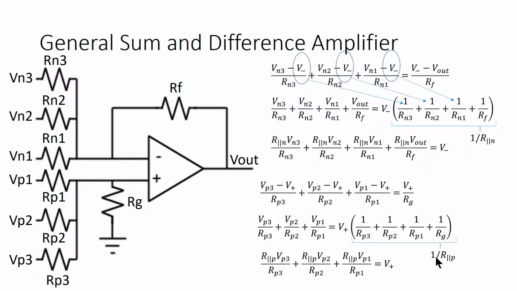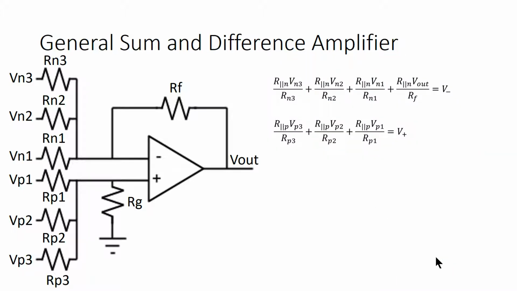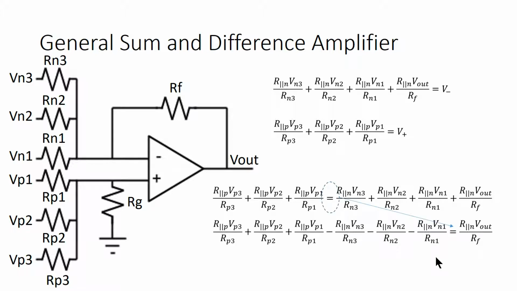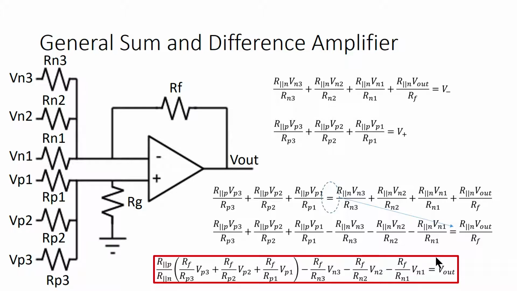With all this done, the next step is to set V+ and V- equal to each other. I've pulled the V+ and V- equations from the previous slide so that we can set them equal. Equating them is pretty painless, though we wind up with a lot of terms. Then we isolate Vout on one side of the equation, and finally we multiply by Rf over R parallel n to clear and isolate Vout.